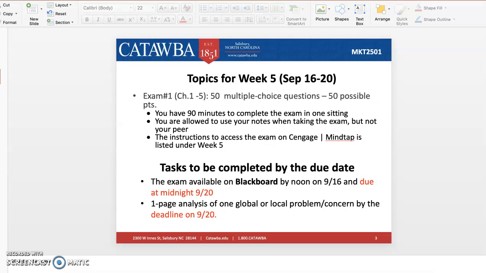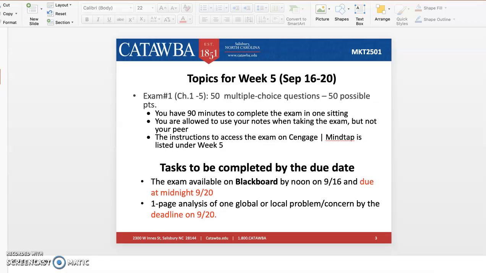You are not allowed to work with your peers or use your peers' notes. If you do, it will be considered plagiarism, and I have developed a defensive strategy so that two people will not see the same question at the same time. Therefore, it will be useless for you to work with your peer while working on this exam. Also, if you are unable to locate the exam for some reason, you can look at the instructions under week 5. It will be at the bottom of the page. It's a step-by-step guide on how to access the exam on Cengage MyTab. Again, it will be listed under Chapter 5 on your MyTab.